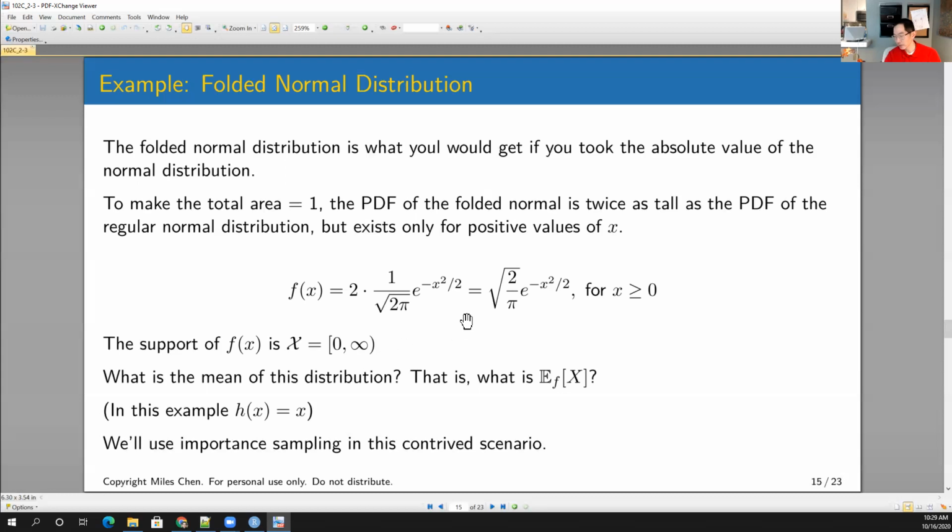And we can say, what's the mean of this? What's the expected value of x, where x is coming from this distribution? In our case, the function h of x that we want to estimate is just x here. Okay, and so it's a contrived example or scenario, but we'll use importance sampling to do this. Okay.